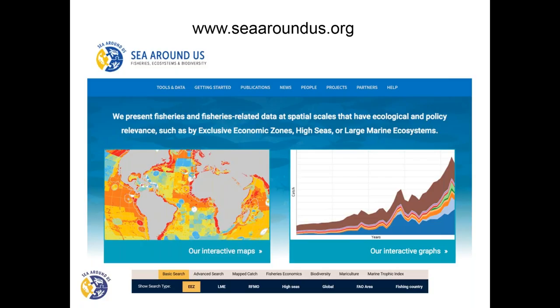You can actually map the catch by fishing country. So you can basically ask the question, where does Spain fish in the world in 1960 or in 2010? And you can generate these maps on the fly, and you can visualize that. You can also download these data, these mapped data. However, the data sets are too large to allow download via the internet, so you have to access them via an R code library that we make public on GitHub.